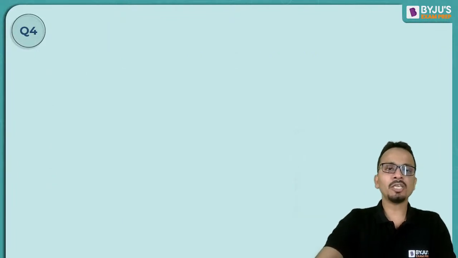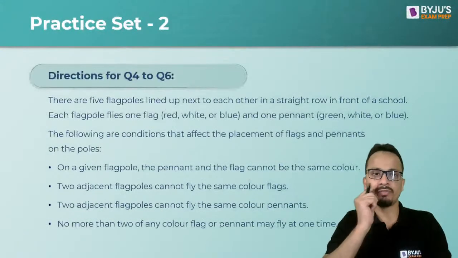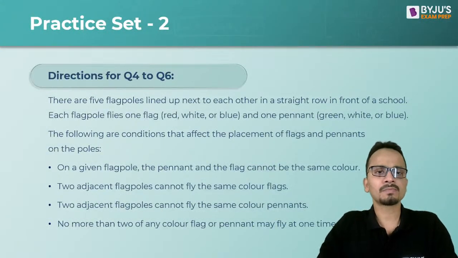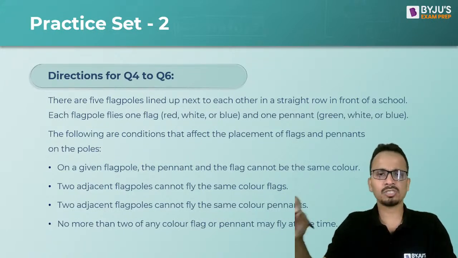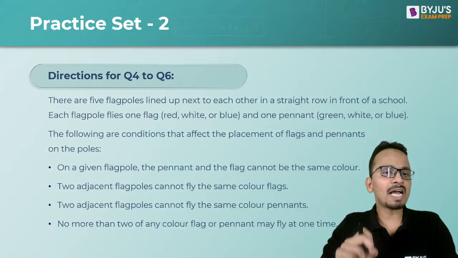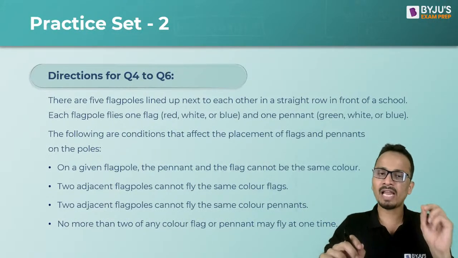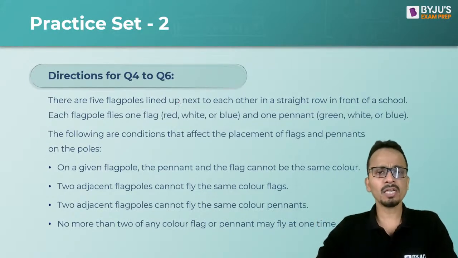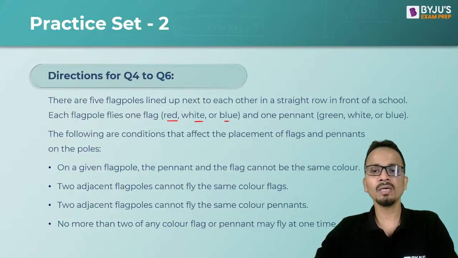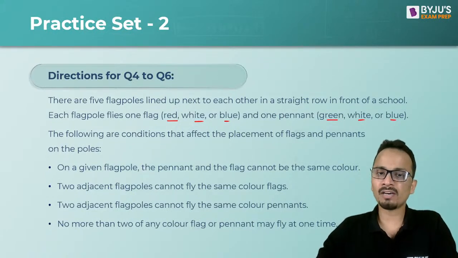All right. Now I'm taking you back to the information that was given to us. Information says that there are 5 flagpoles lined up next to each other in a straight row in front of a school. So there are 5 flagpoles in a row. Each flagpole flies one flag and one pennant. So there is a flag and a pennant. The color of the flags are red, white or blue, and pennant colors are green, white or blue. The following are the conditions that affect the placements of a flag and pennants on the poles.